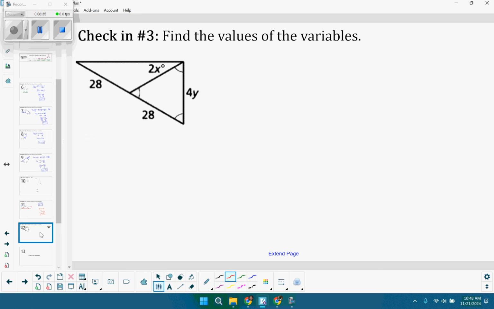So this is the final problem for the check-ins. Pause it now if you'd like. Answers are posted on Classroom. But this is actually the end of section 5.4.